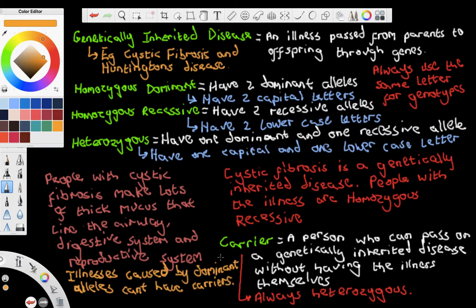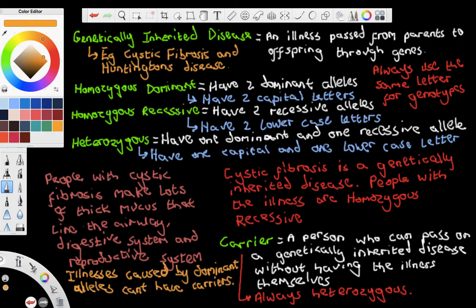Okay? So genetically inherited diseases are illnesses passed from parents to offspring through genes. These include cystic fibrosis and Huntington's disease. If a person is homozygous dominant, they have two dominant alleles or two capital letters in their genotype. Homozygous recessive have two recessive alleles or two lowercase letters in their genotype. And heterozygous people have one dominant and one recessive allele. They have one capital and one lowercase letter.